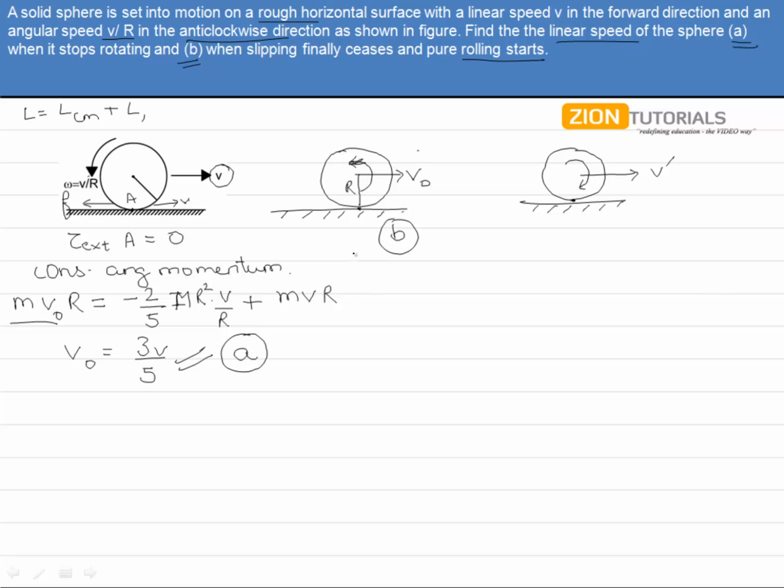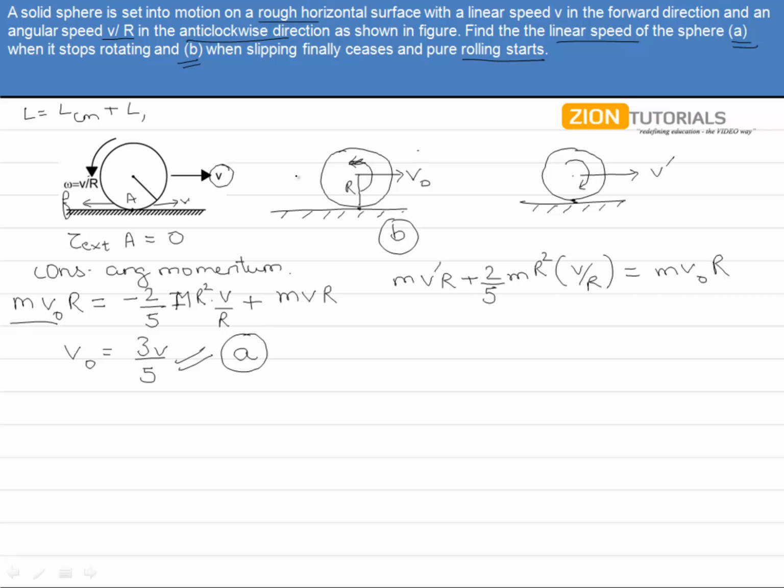So now we are employing the same thing, that is conserving the angular momentum about this point, which will be m v dash r, because since it is in clockwise direction, we are going to add that of the whole sphere about the center of mass, which will be 2 by 5 m r square into v by r, and this will be equal to the initial angular momentum, which will be m v naught r.